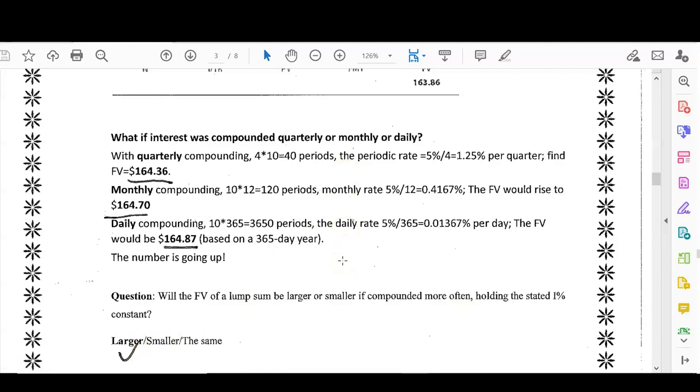When there's a higher frequency of compounding, there's more interest accumulated, so the future value will be higher.